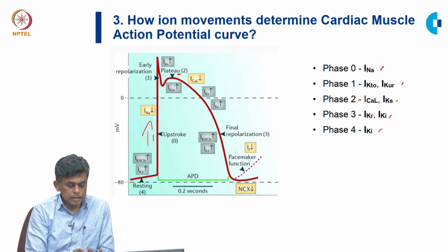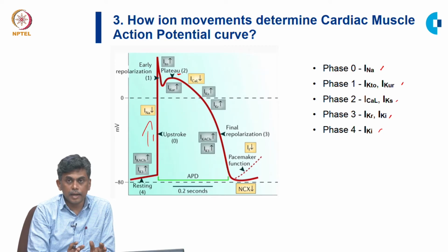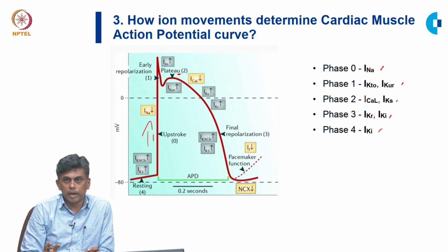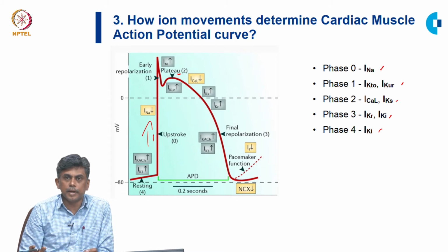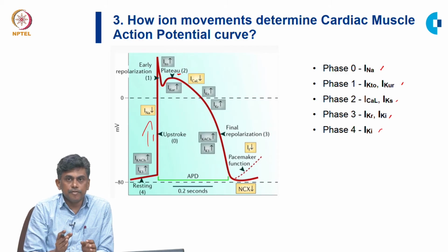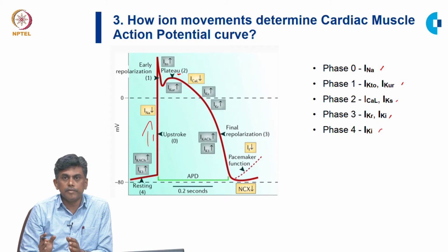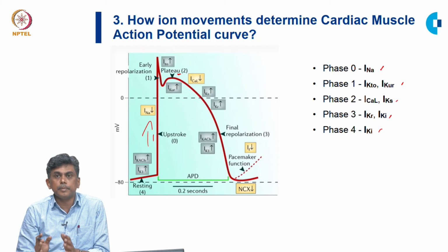So, what we understand is a cardiac ventricular muscle action potential curve has 5 phases: phase 0, phase 1, phase 2, which is the plateau phase, phase 3, which is the final repolarization, and phase 4, which is the resting membrane potential. And if you see, calcium plays a very important role in phase 2 and potassium plays a very important role in phase 3. This we have to keep in mind.